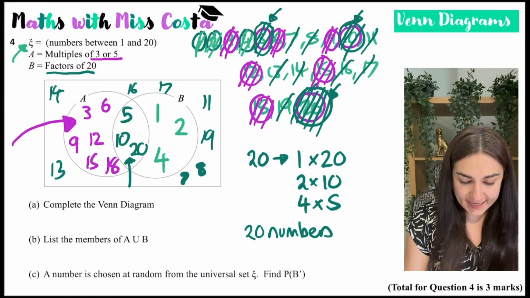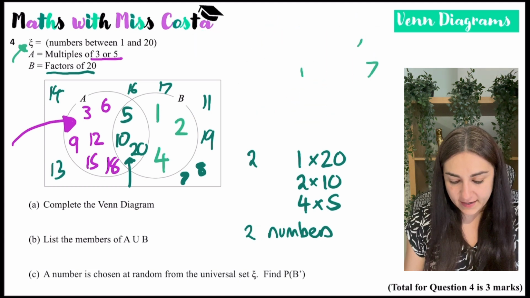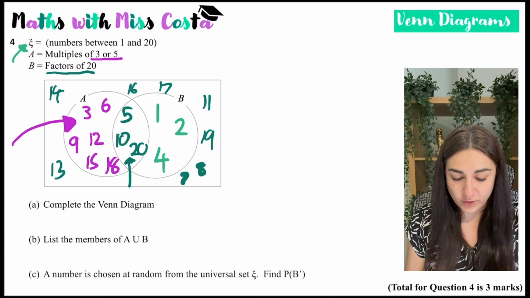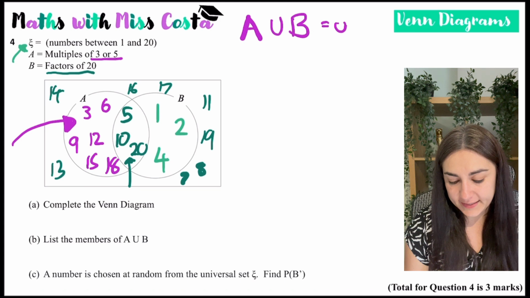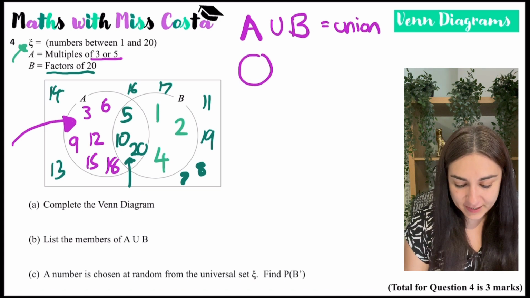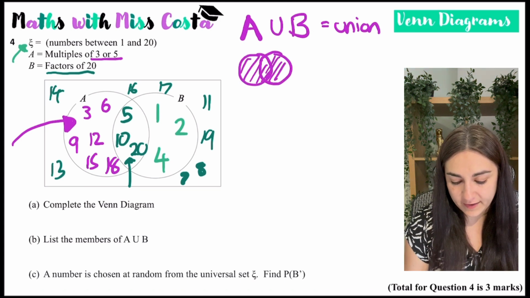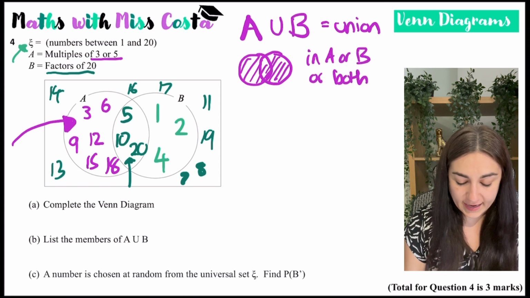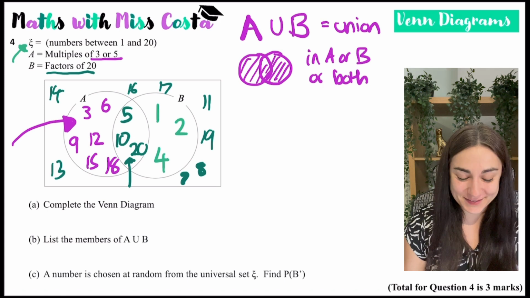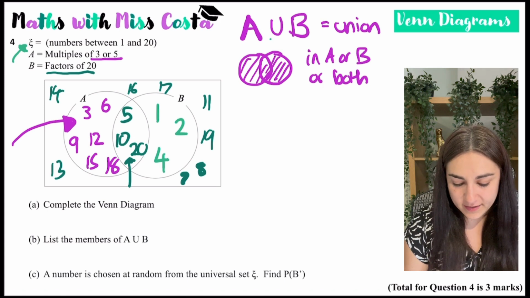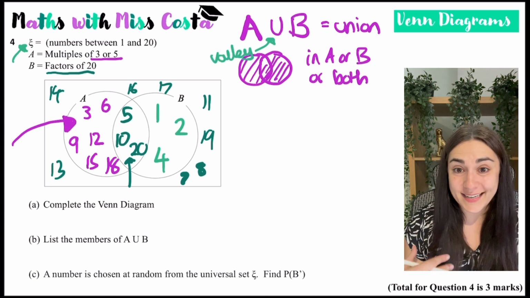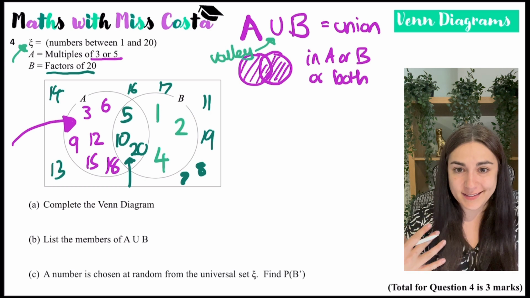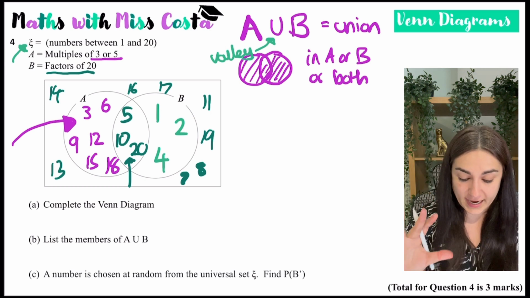Now the next part is saying list the members of A union B. Really quick recap on probability notation. If you've got this, that means the union. It essentially means in your Venn diagram, everything that is in A or B or both. A silly little way to remember it: union looks like a valley. It doesn't really, but you can imagine it being a valley. Valleys in this country are very common, so it means lots and lots of things can be present in it.